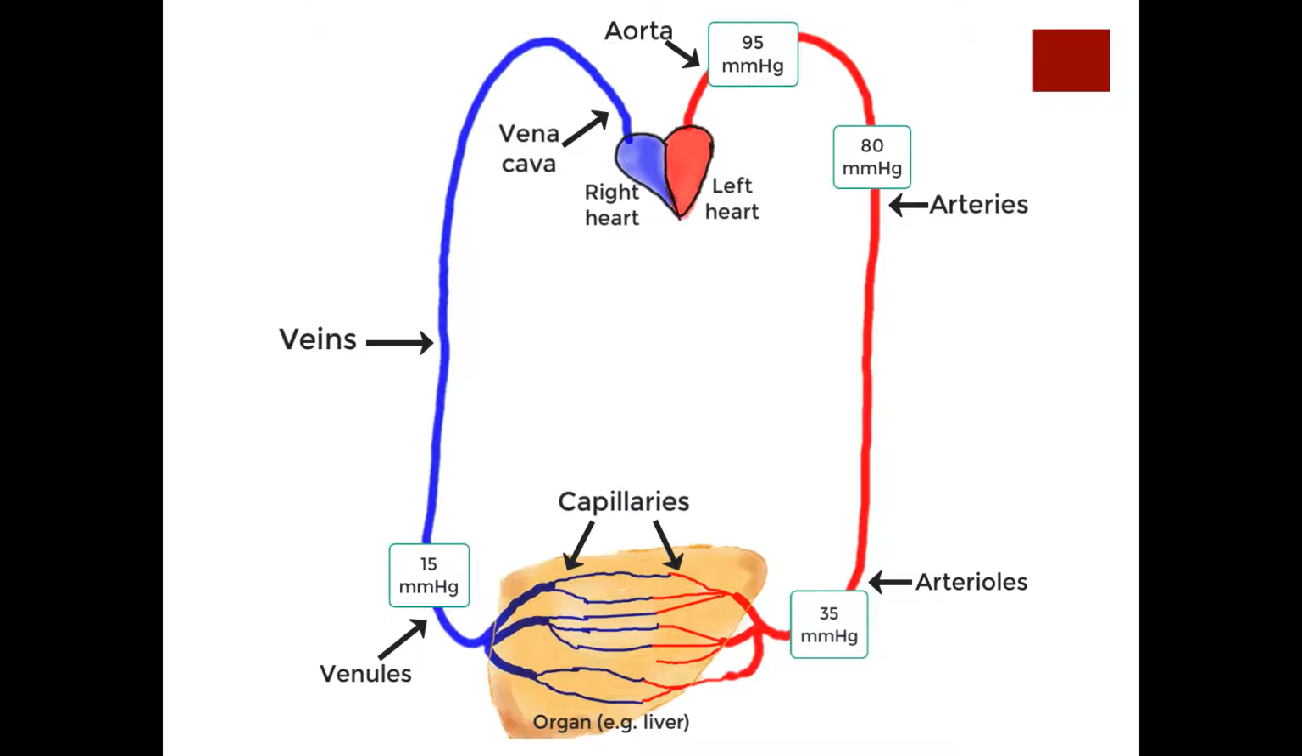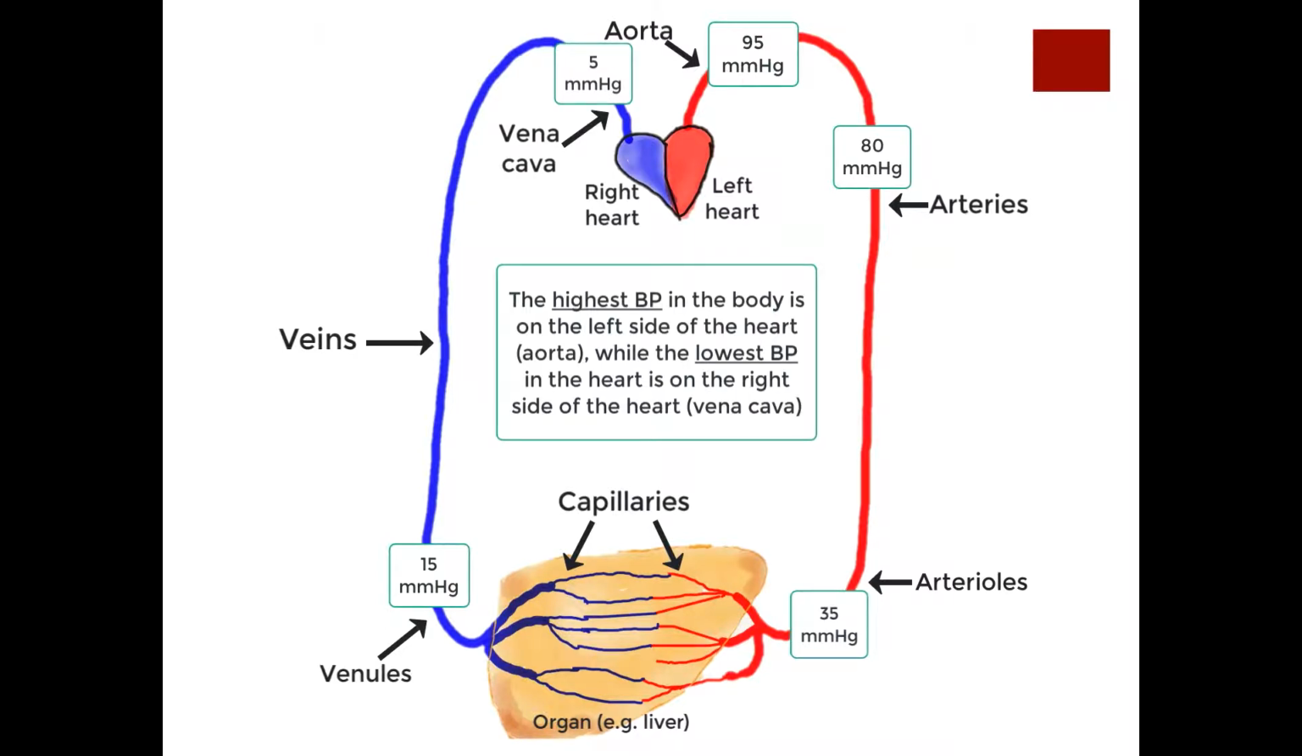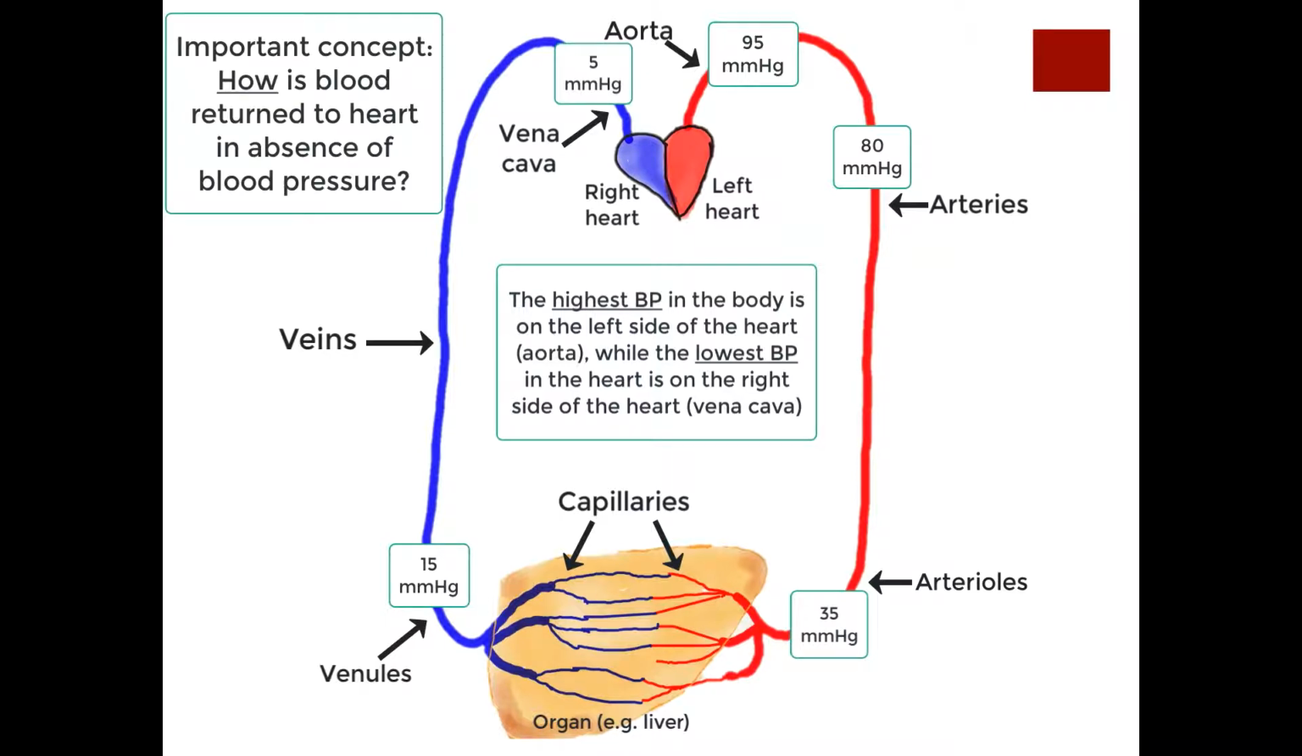And by the time it goes back to the right heart, the blood pressure is so low that it's almost non-existent. So by the time it reaches the right heart, it's about 5 millimeters mercury. So almost no blood pressure at all. So one of the main concepts I'm going to try and drive home to you from this lesson is, in the absence of blood pressure, how do we return blood to the heart from cells and tissues? So that's one major emphasis to take from this lesson.